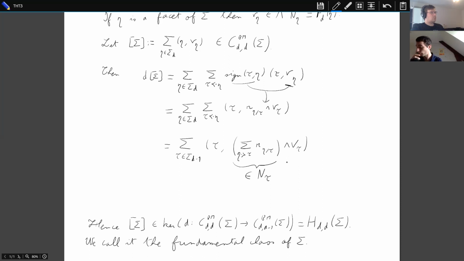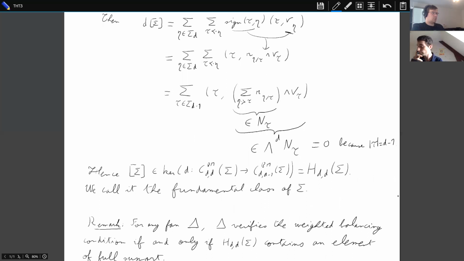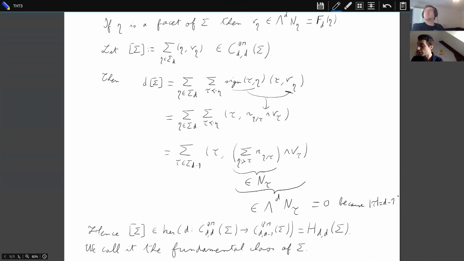So it lives in n two, and so this wedge product lives in the wedge of n two, but this is zero because the dimension of t is d minus one. Okay, so this square bracket sigma lives in the kernel from CDD to CDD minus one. And so this is by definition the top dimension of homology of sigma. And so we can call it the fundamental class of sigma.